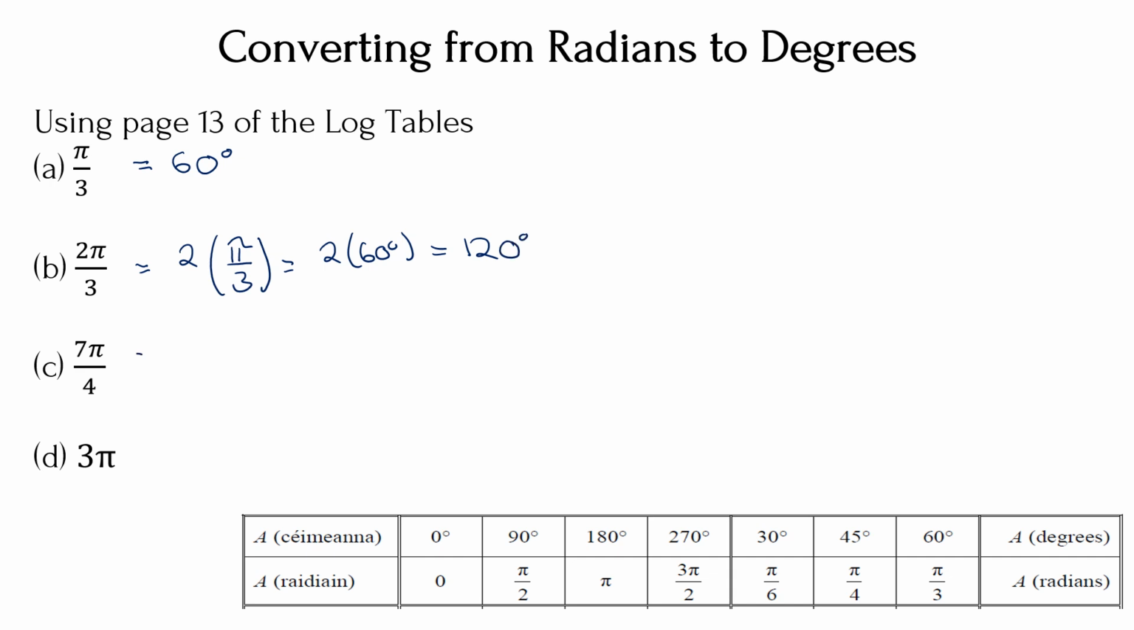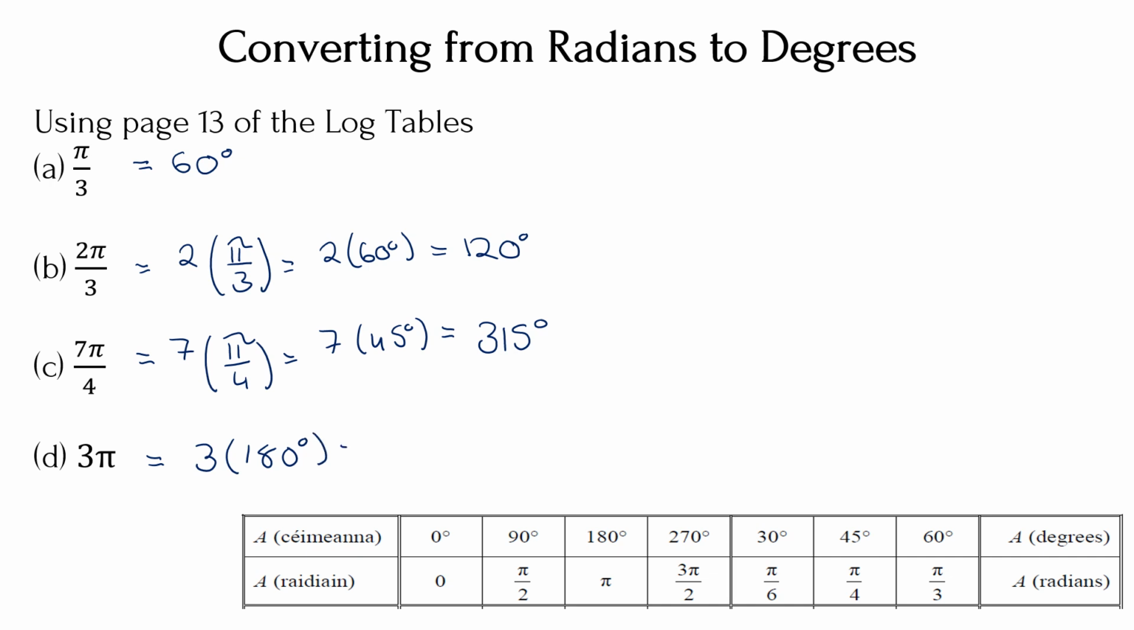So then we have 7 pi over 4. Let's pull that 7 out. So that's 7 pi over 4's, which is 315 degrees when we multiply that out. And 3 pi's are going to be 540 degrees. So that is going to be bigger than a circle.